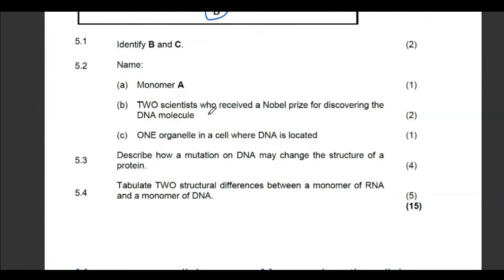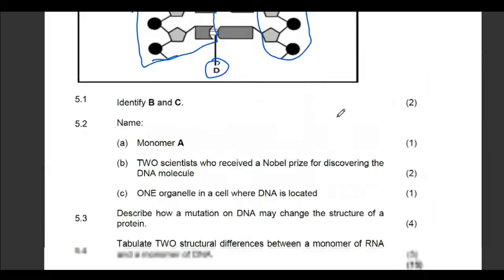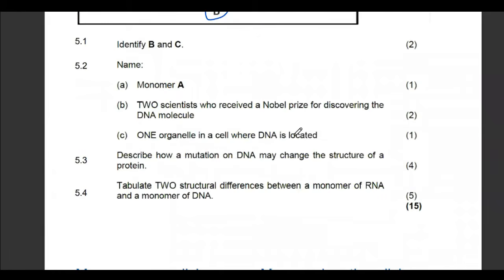Two scientists who discovered the structure: James Watson and Francis Crick. Name one organelle where DNA is found: the nucleus and the mitochondria.